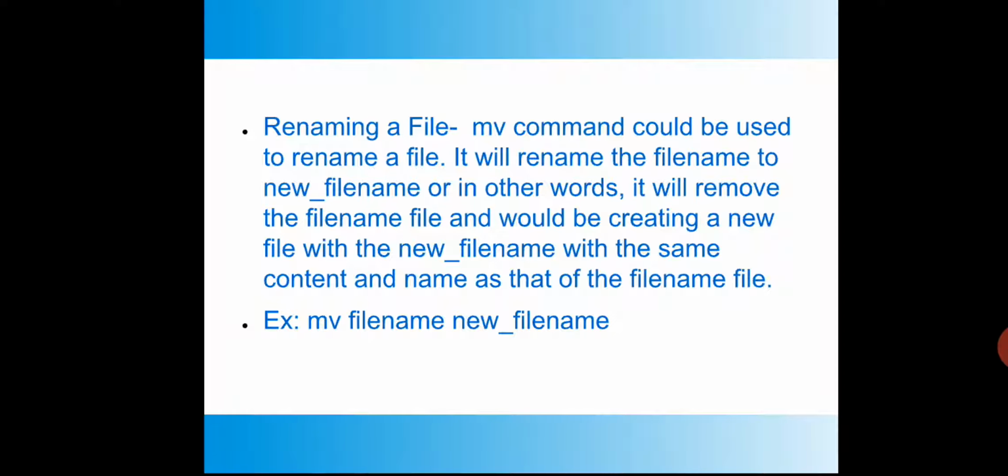You are using the move command itself, the mv command itself, but you are not giving any destination path. You are giving the same source directory, so that the existing file will be deleted, but at the same time the content of that particular file will be taken to the new file with a new file name, and it will be automatically saved in the same directory. You are not taking that file to any other directory. Okay, so this is how you can rename.